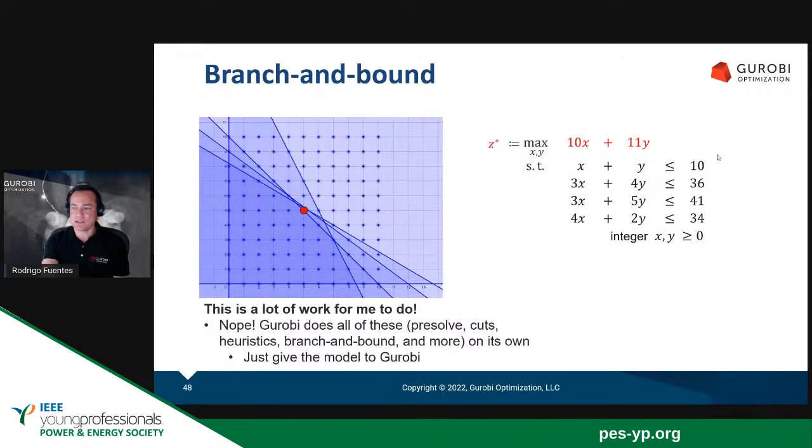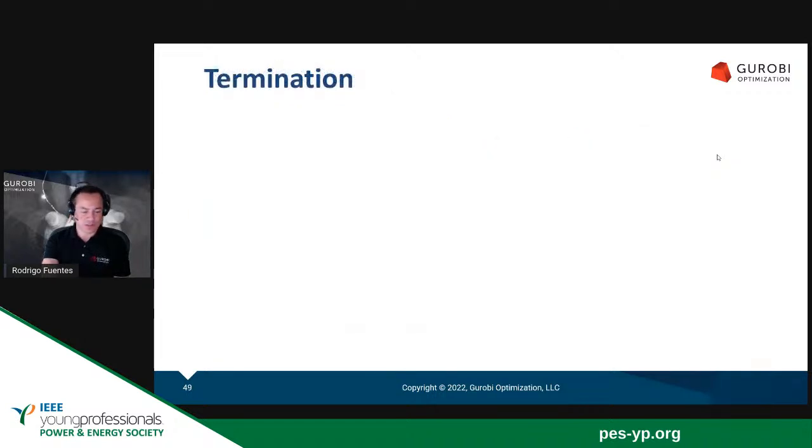How do we terminate an algorithm now, regardless of how you do this? If you recall, we talked about that relative measure between the best bound and the incumbent, right? The incumbent is the best feasible integer solution, and the bound is the solution to the relaxation. Once you have the relative difference between them, you can tell Gurobi, I want to terminate the solver if that relative difference is less than a certain percentage, or if that absolute difference is less than a certain number. So you can tell Gurobi, I want you to finish when the difference is within 1%, or the difference between the best bound and the incumbent is 10.